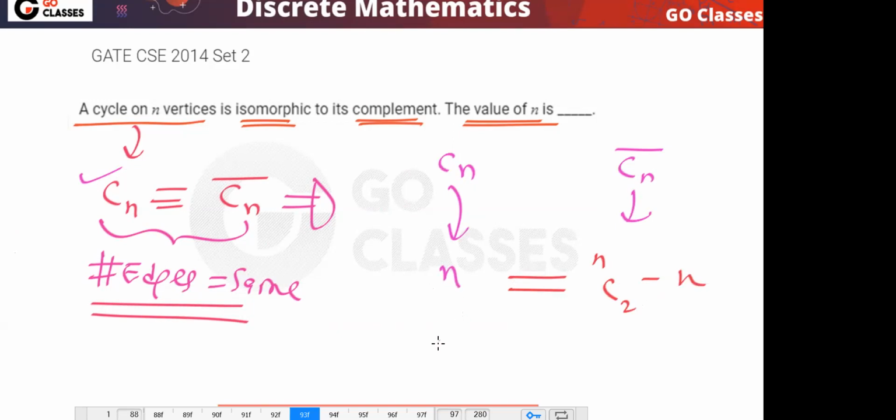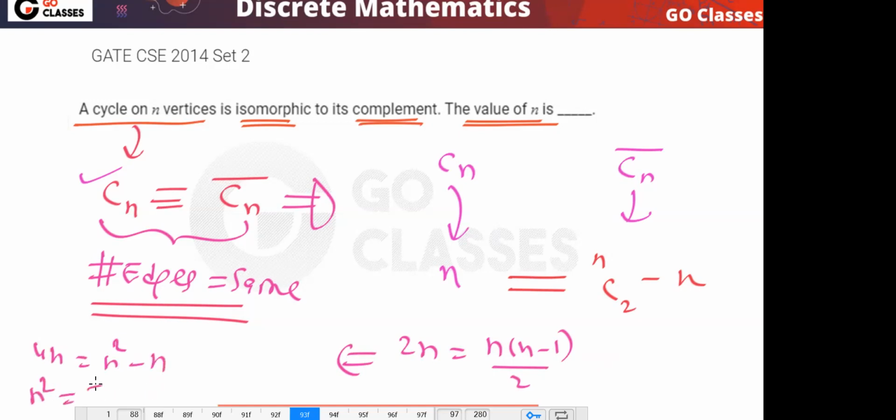Put them equal. So from here you will get 2n is equal to (n minus 1)/2. And so from here you will get 4n is equal to n square minus n. So n square is equal to 5n, and so n is equal to 5. So the answer will be n equal to 5. Basically, C5 is isomorphic to its complement.